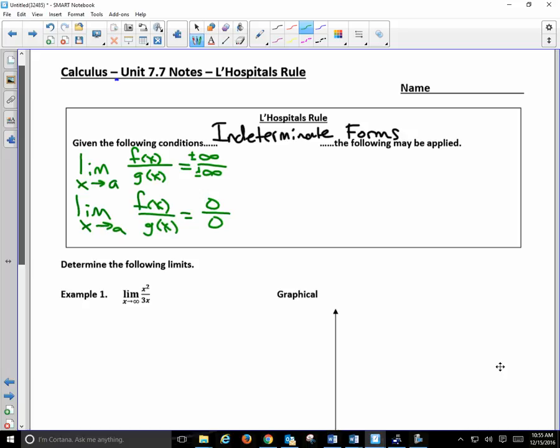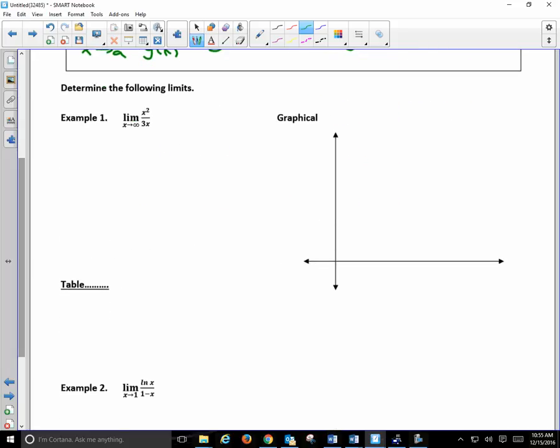Okay. So if you get an indeterminate form, then this is what we do. L'Hopital said this. He said, take the limit as x goes to a of f prime of x over g prime of x. Sweet. And that's equal to the limit. And I will make sense of it for you. I'm going to show you a couple examples, okay?